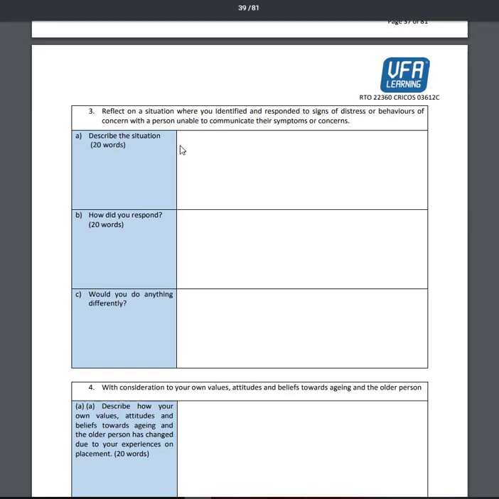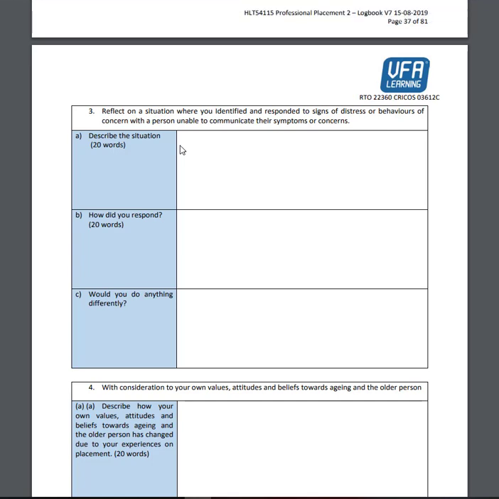For the next question, you're required to reflect on a situation where you were interacting with a resident and you identified that they were becoming distressed or demonstrating concerning behaviours because they were unable to communicate their symptoms or concerns. So we want you to describe the situation, how you responded, and perhaps what you might have done differently if you had your time again.